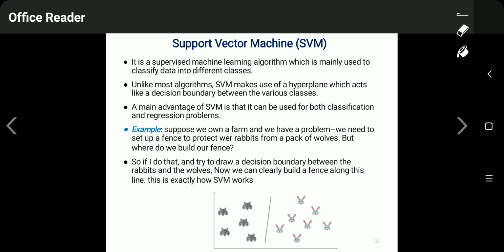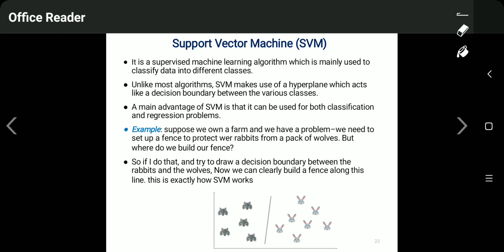Just see here, in support vector machine we are talking about the vector. So basically, support vector machine is a supervised machine learning algorithm which is mainly used to classify data into different classes. Unlike most algorithms, SVM makes use of the hyperplane which acts like a decision boundary between the various classes. So in support vector machine, it tries to find a hyperplane which acts as a decision boundary in between different classes.